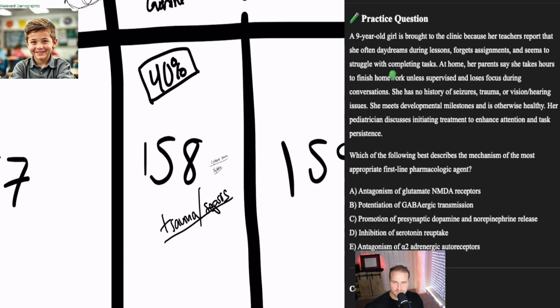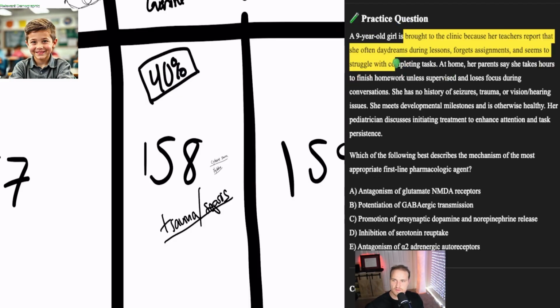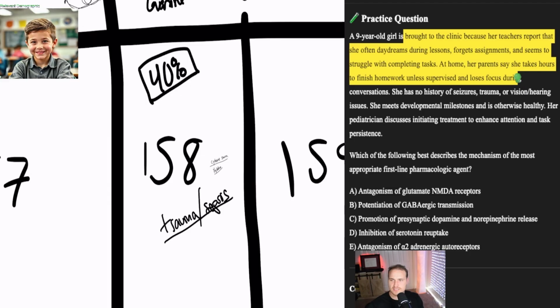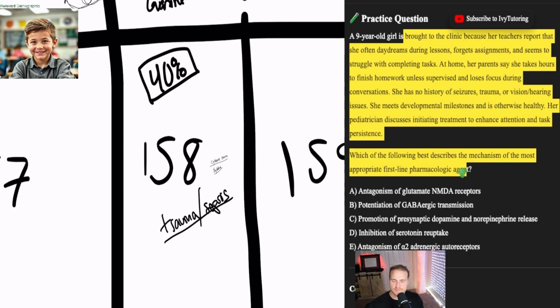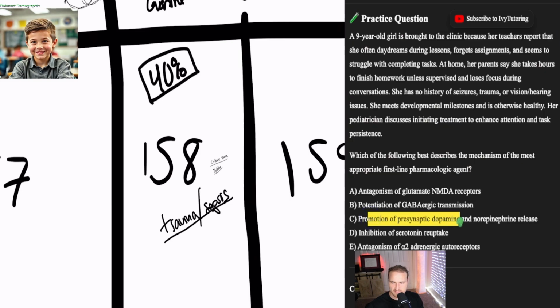All right, this next question is going to be really easy. Typically, it's going to be a young boy, but it could also be a female. A 9-year-old girl is brought to the clinic because her teachers report that she often daydreams during class, forgets assignments, and seems to struggle with completing tasks at home. She says she takes hours to finish homework unless supervised. No history of seizures, trauma, vision, or hearing issues. She meets developmental milestones and is otherwise healthy. They're going to give her a treatment. She's got ADHD. What are they going to give her? The answer is C, promotion of presynaptic dopamine and norepinephrine release.